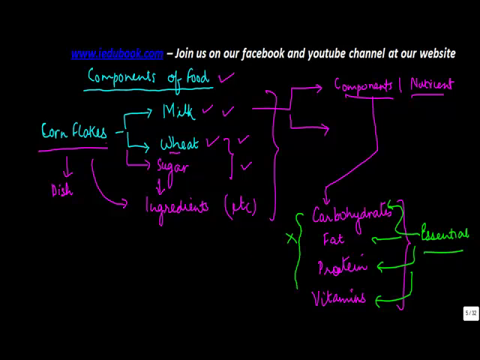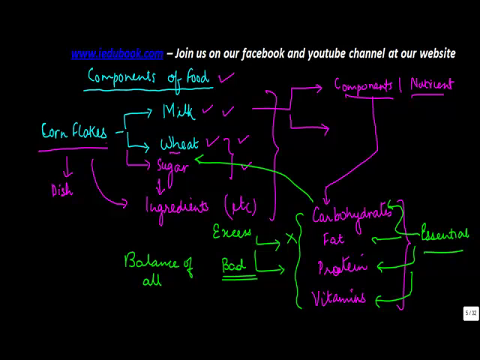Now each of these has a utility which I will be covering in subsequent videos. But if you have fat in excess, that is bad for health. Proteins, if they are in excess, then also that is bad. So you have to have a balance of all these nutrients. And how can you have a balance of all these? When you have a balance or a control in the ingredients that are forming part of your food.